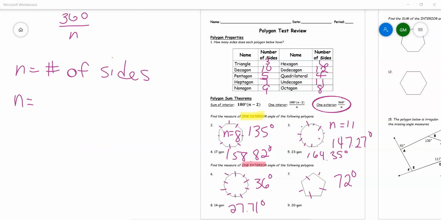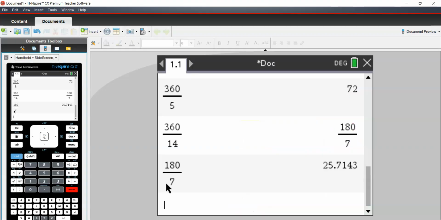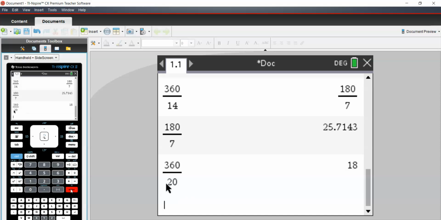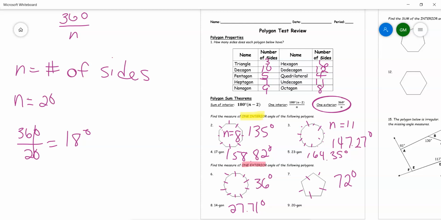All right, number 9 asks us to find the exterior angles of a 20-sided figure. So n equals 20. We have 360 divided by 20. There are zeros. 36 divided by 2, 18. Double check that in your calculator, because I know some of you just don't believe me. So 20-sided figure, exterior angles 18 degrees.